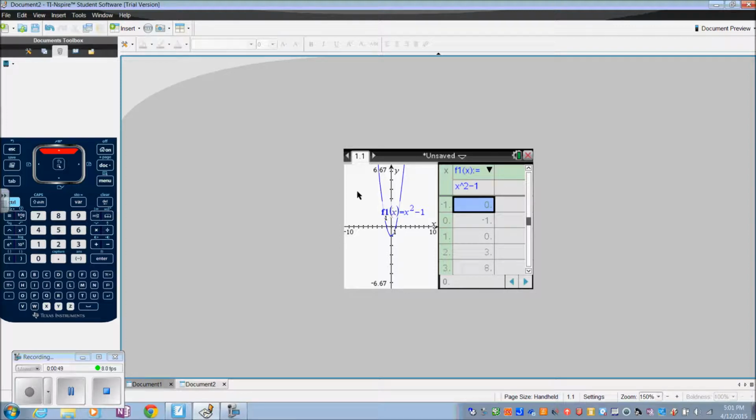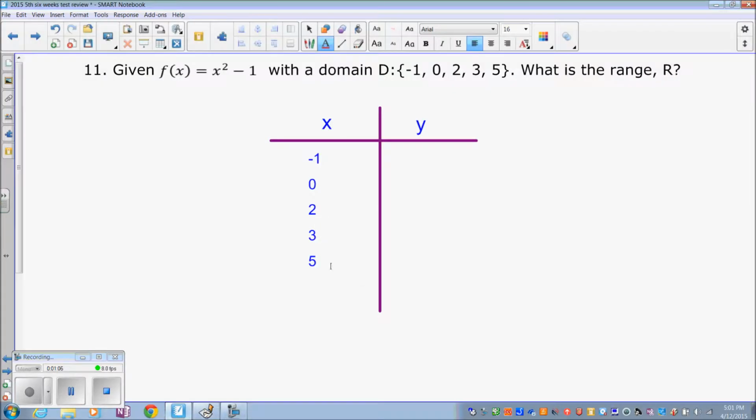So when x is -1, we have a 0. When x is 0, we have -1. When x is 2, we have 3. When x is 3, we have 8. And when x is 5, we have 24. So I'm going to go back to our document over here, and I'm going to plug in those y's.